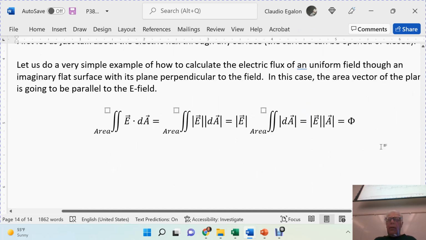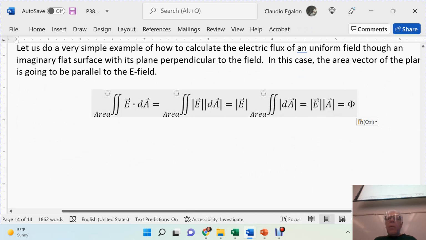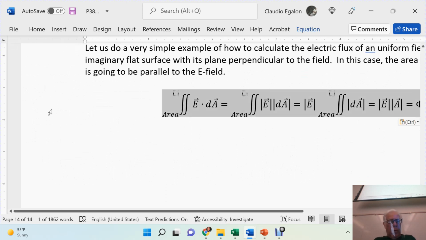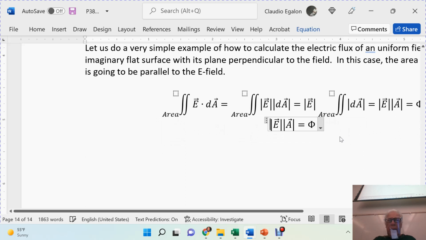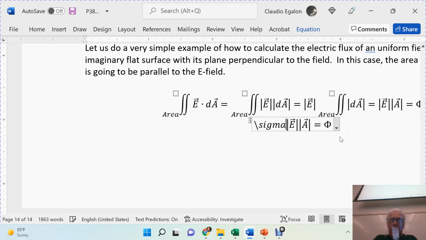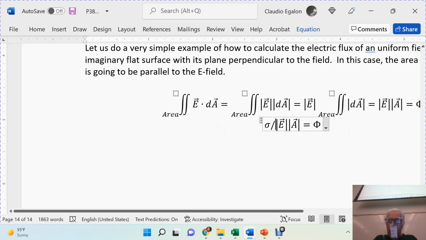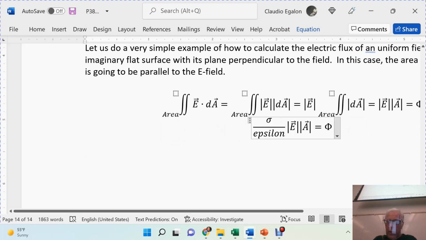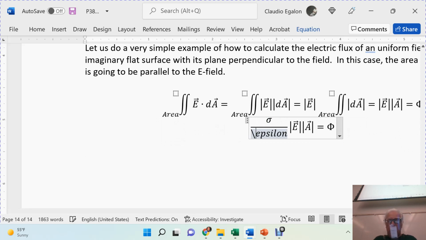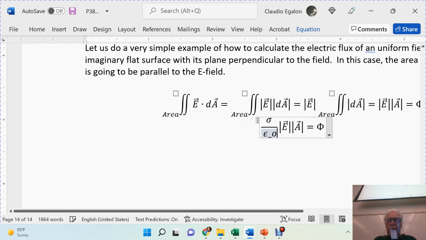Simple enough. Remember, for that specific case of two parallel plates, the electric field can be written as sigma over epsilon naught. Can we do more than that? Yeah, we can do more than that.